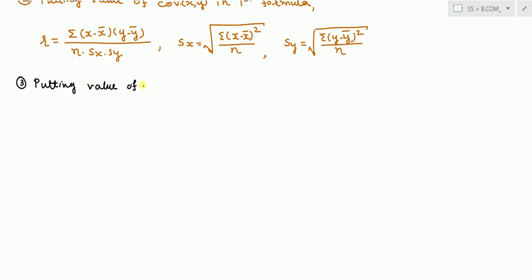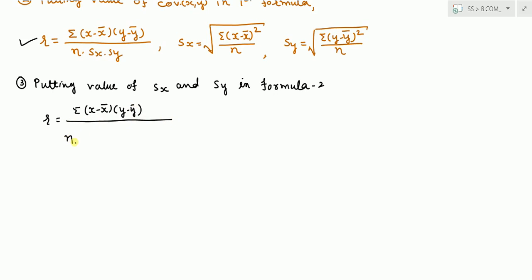Putting value of sx and sy in formula number 2. See, this is our formula number 2, and we have to put values of sx and sy. See what happened. R equal to sigma x minus x bar into y minus y bar upon n, as it is. Now sx equals to what? under root sigma x minus x bar whole square upon n into under root sigma y minus y bar whole square upon n, and we write in one under root sigma y minus y bar whole square upon n.